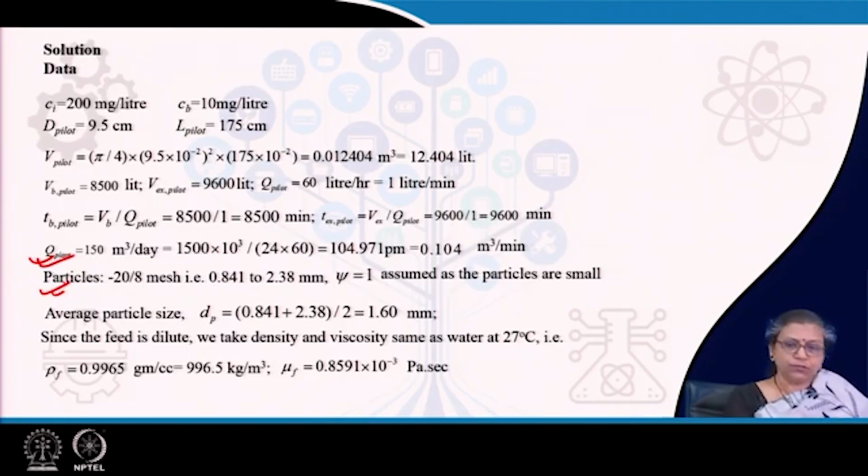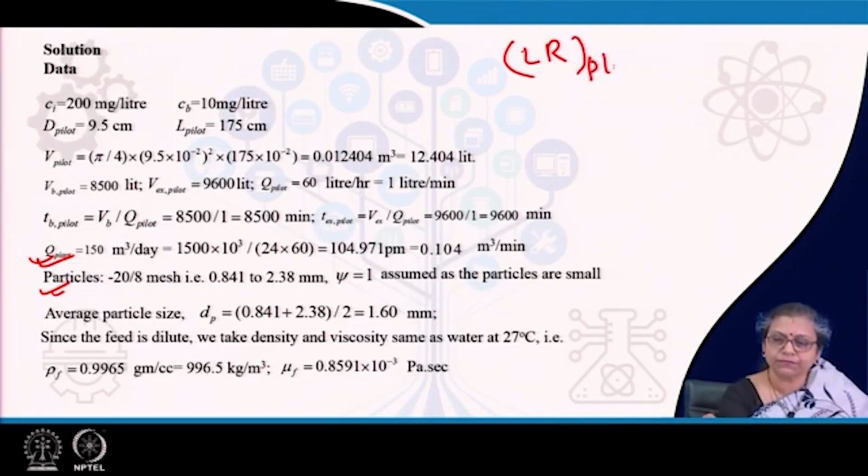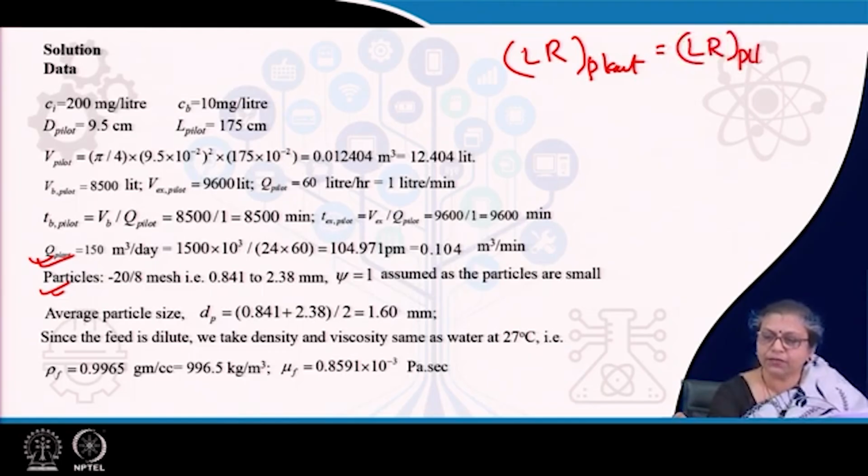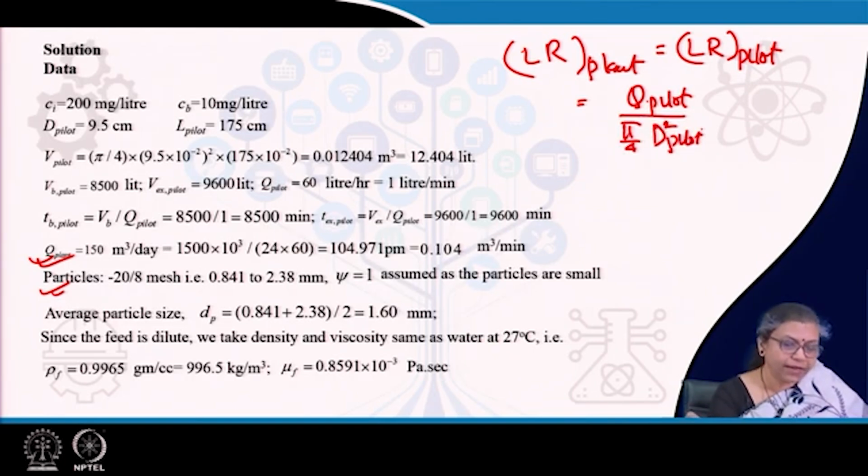From there, first what I do, I find out the LR plant, right. LR plant, what is the LR plant? This is equal to the LR pilot. What is the LR pilot? It is Q pilot by the cross-sectional area of the pilot plant. We find that, more or less if you calculate it, it is going to be 141.08 LPM per meter square.